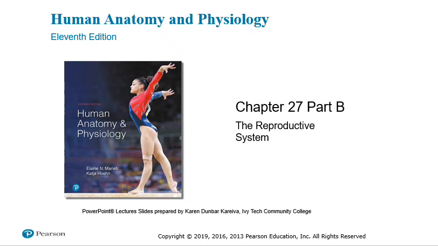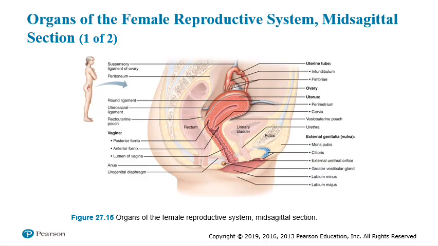Welcome to chapter 27, the second part of the reproductive system. We're now going to do the female reproductive system. Right here, you're looking at the mid-sagittal section of the female reproductive system.